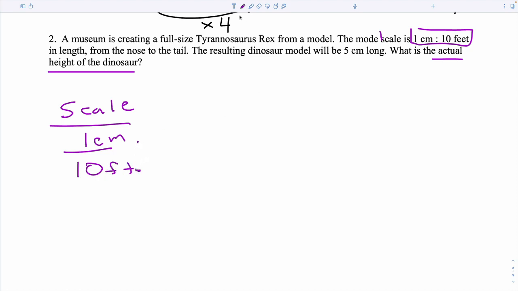Okay. And go to what they give you for the other sides. 5 centimeters. Where do I write that number, Jillian? Yeah, it needs to match the units on the top. So I'm going to look at this thing and I'm looking for the x. The x is going to be the actual height of Dino.